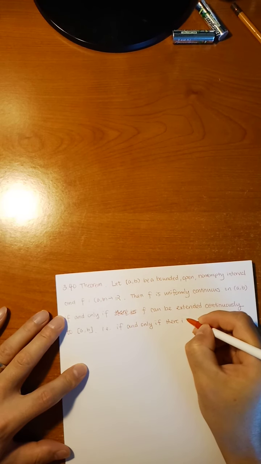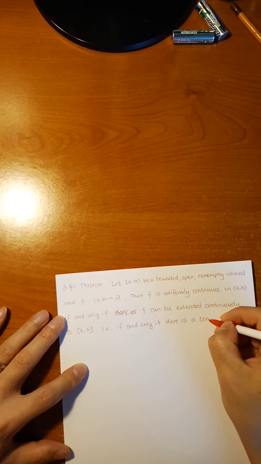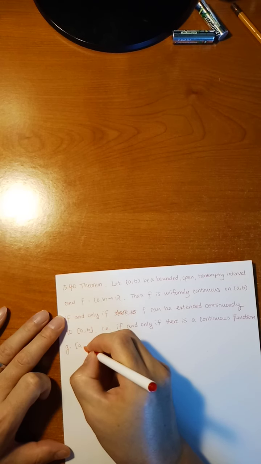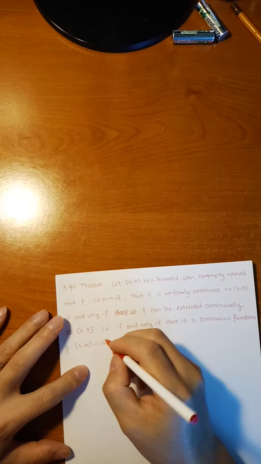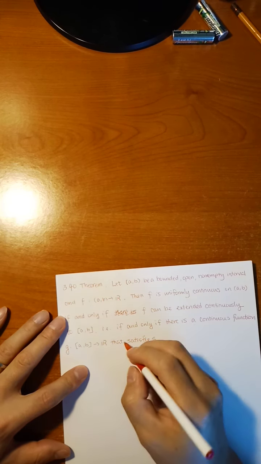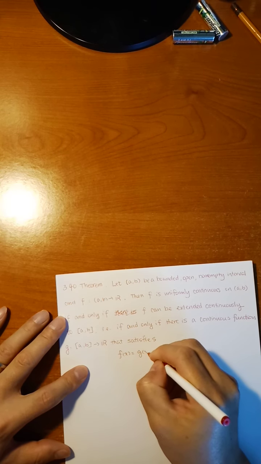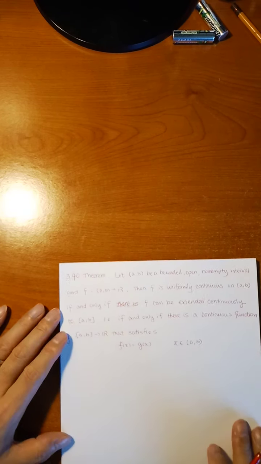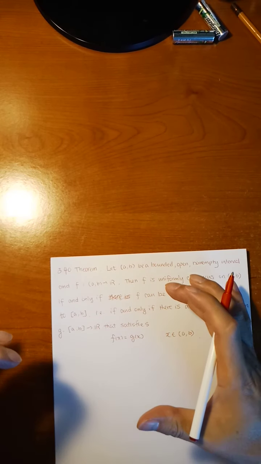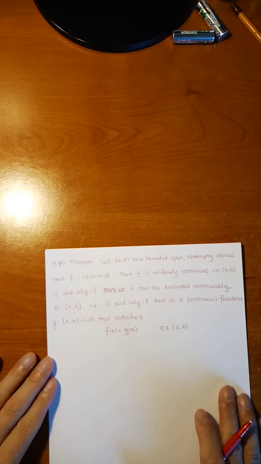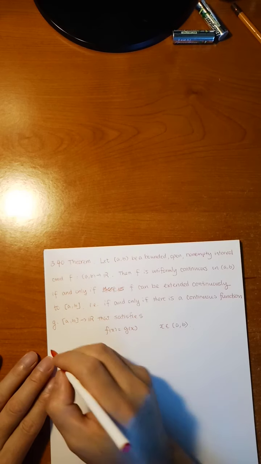there is a continuous function g from [a, b] to R that satisfies f(x) equals g(x) for x in the open interval (a, b). So if you have a continuous extension to the closed interval, then f is going to be uniformly continuous. All right, proof.